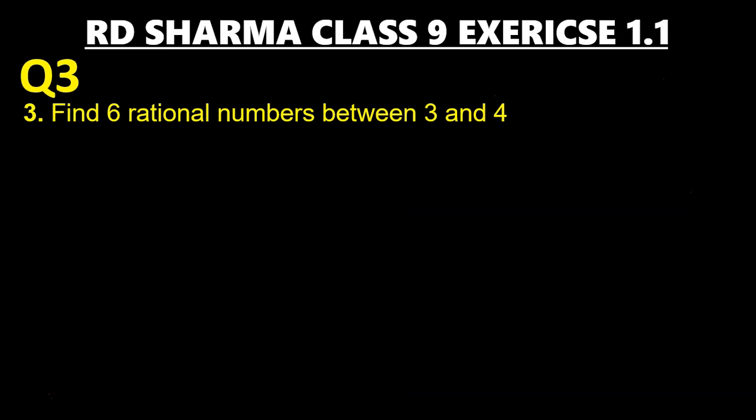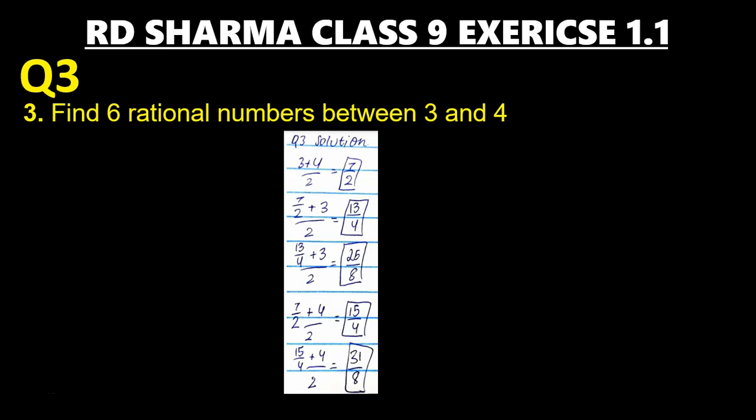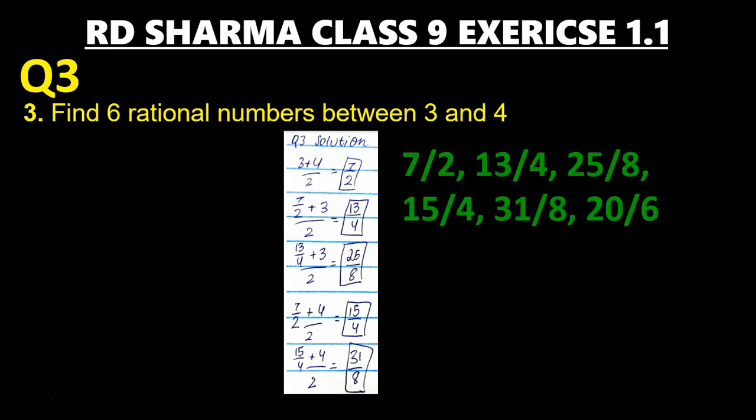Question number 3. Find 6 rational numbers between 3 and 4. Now, for the solutions, we can also use the same method by using the x plus y by 2 formula. So the answers are 7 by 2, 13 by 4, 25 by 8, 15 by 4, 31 by 8, and 20 by 6. To obtain 7 by 2, we did 3 plus 4 divided by 2, where 3 is x and 4 is y, and we got 7 by 2.